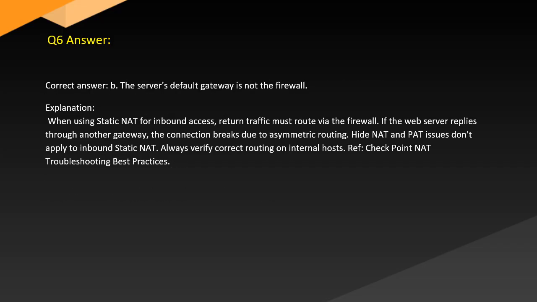Answer. Correct answer: B. The server's default gateway is not the firewall. Explanation. When using static NAT for inbound access, return traffic must route via the firewall. If the web server replies through another gateway, the connection breaks due to asymmetric routing. Hide NAT and PAT issues don't apply to inbound static NAT. Always verify correct routing on internal hosts. Ref. Check Point NAT troubleshooting best practices.